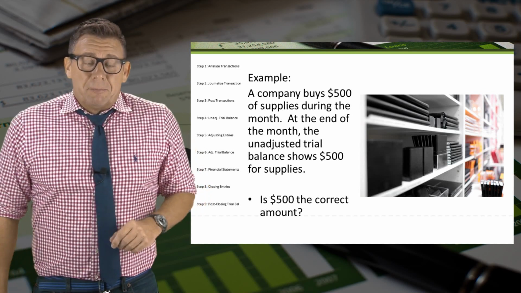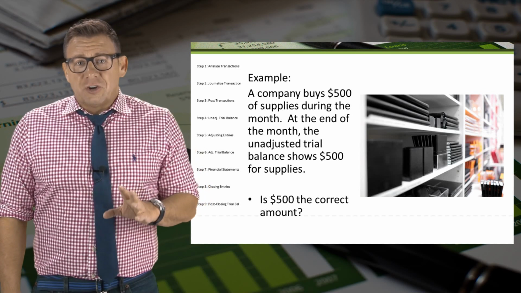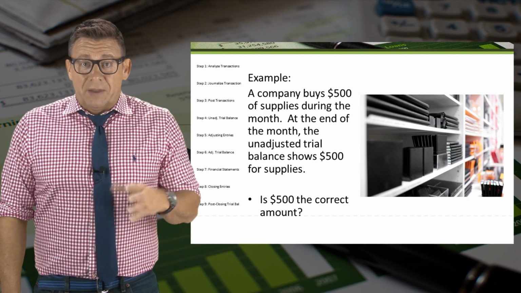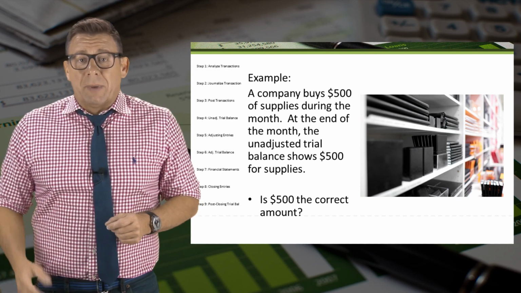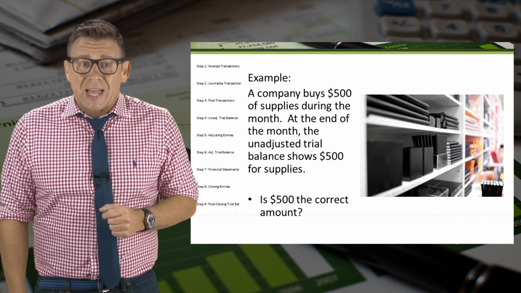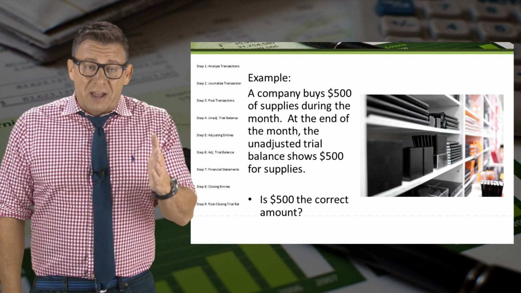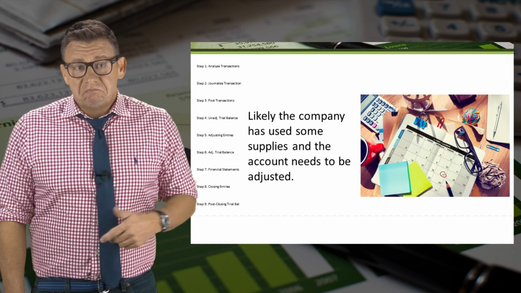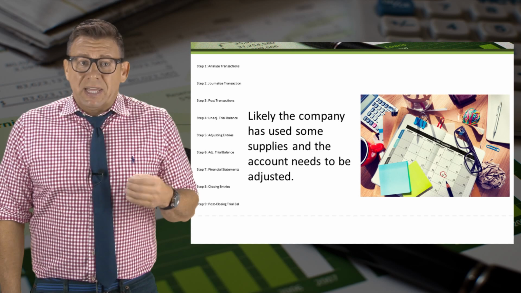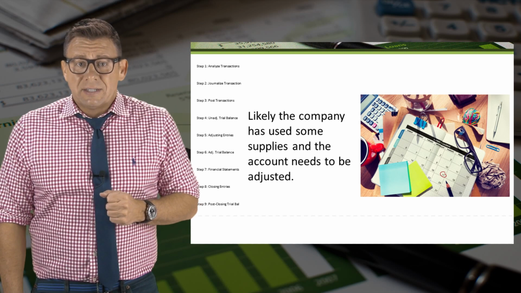So let's look at an example. A company buys $500 of supplies during the month. At the end of the month, the unadjusted trial balance shows $500 for supplies. Is $500 the correct amount? Isn't it likely that the company has used some of the supplies?